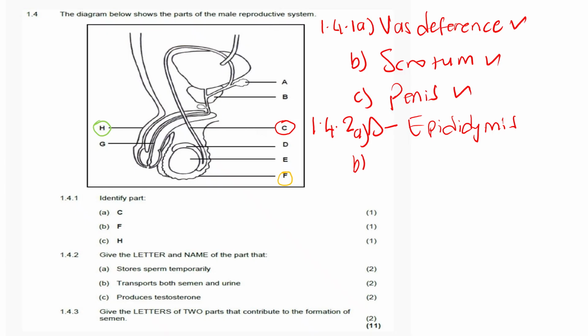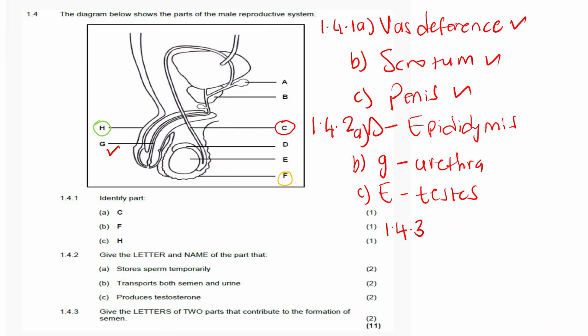Now B, transports both semen and urine. It is G, right? Where is G? This is our G. G is what we call the urethra. We have ureter and urethra, right? This is the G, the urethra. Now C, produces testosterone. That's E, right? Testis. That's E. Testis.